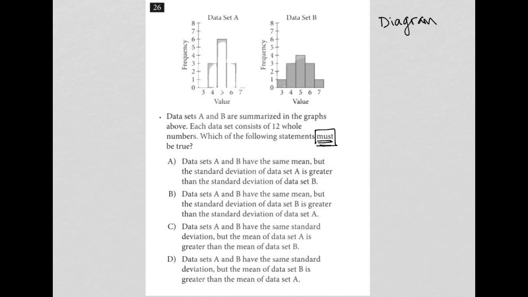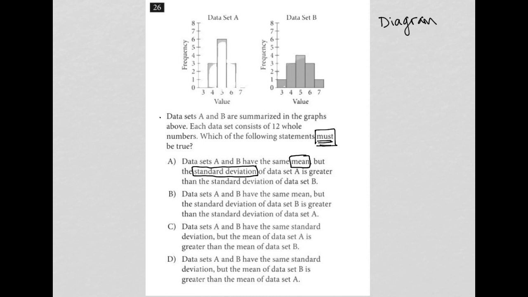So what do we even care about from these graphs? So answer choice A says data sets A and B have the same mean, but the standard deviation of data set A is greater than the standard deviation of data set B. So what we care about here is mean and standard deviation. How do they compare between the two data sets?